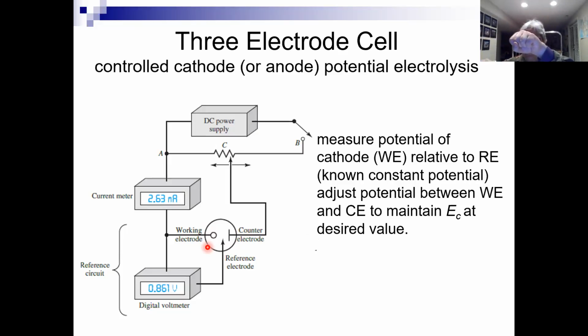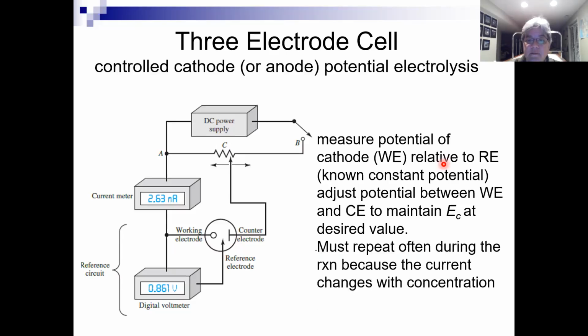And when this starts to drift off, here comes the counter, and it brings this back to get it where you want it. And then it starts drifting, and the counter brings it back. Drift, counter, brings it back. So we're keeping that potential between the working and the reference at whatever I need for my analysis. Okay, and you have to keep doing this because the concentration is changing throughout the whole reaction. So you can't just do it once, you do it over and over during the experiment.